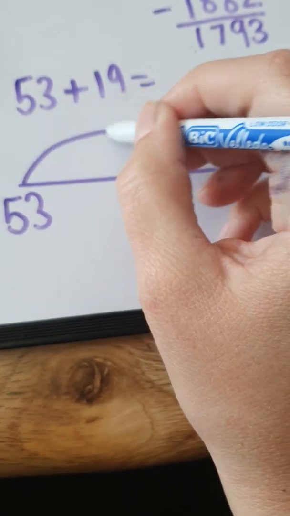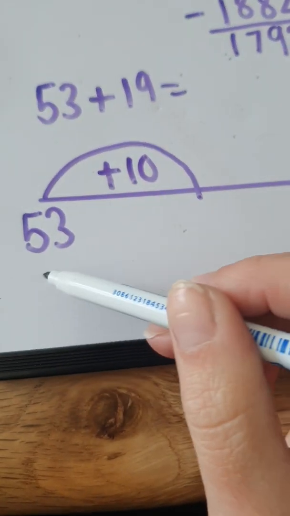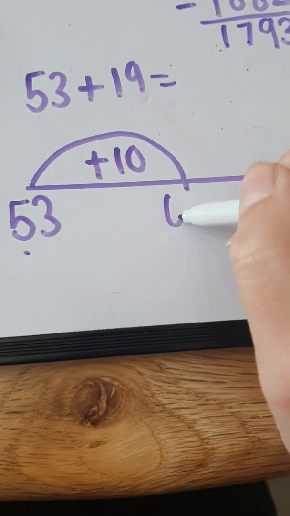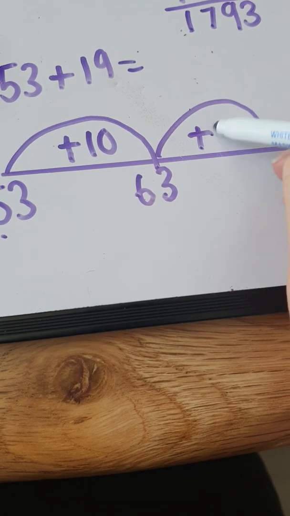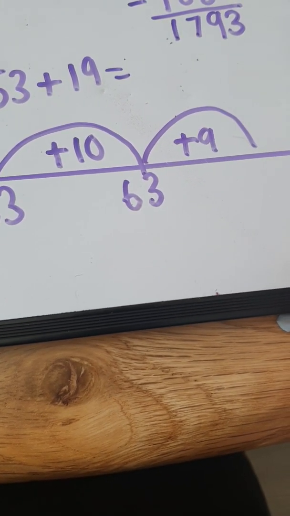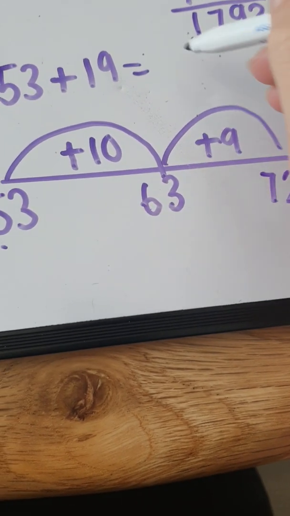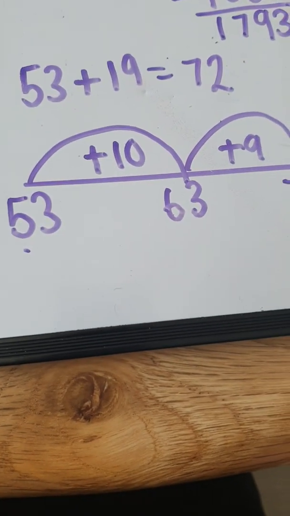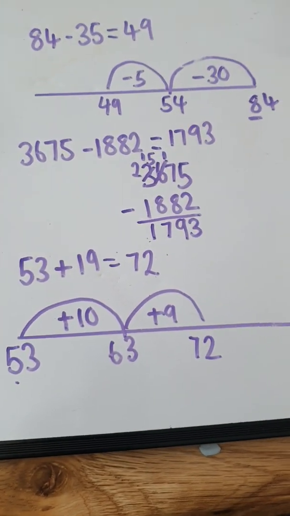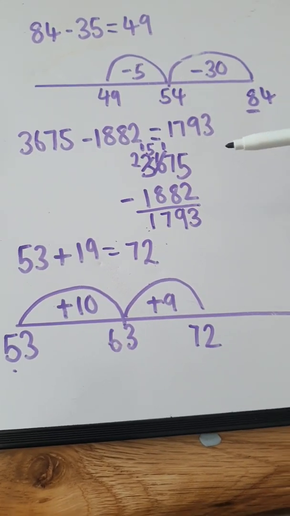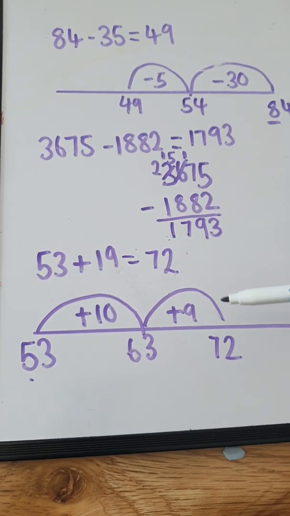What we do first is add our tens. We're going to add 10. If we add 10 to 53, we're just adding 1 to our tens column, so we then get 63. We then need to add 9 so that we've totally added 19. If we count up 9 from 63, we will get 72. And that is your mental method for addition. So 53 add 19 equals 72. So there I've gone over a mental method for subtraction, a written method for subtraction, and a mental method for addition.